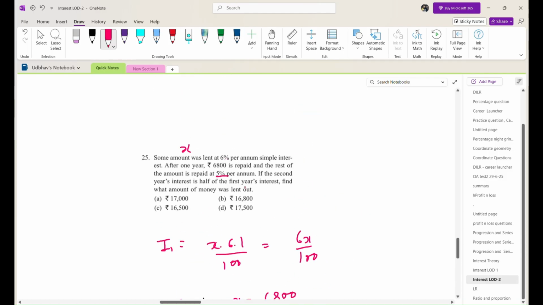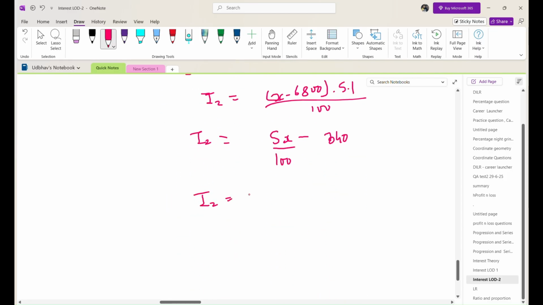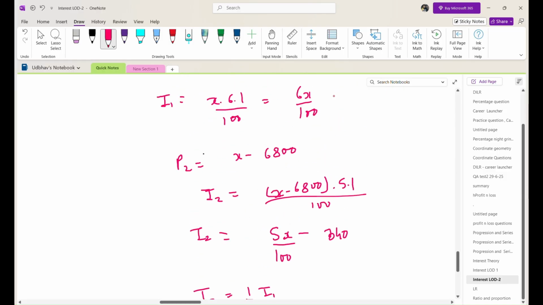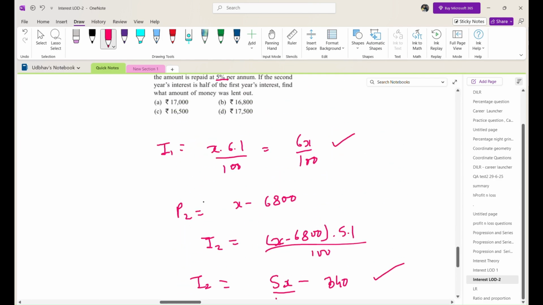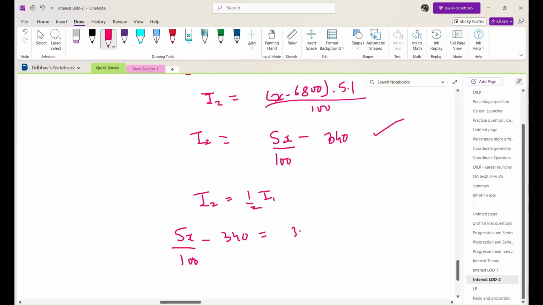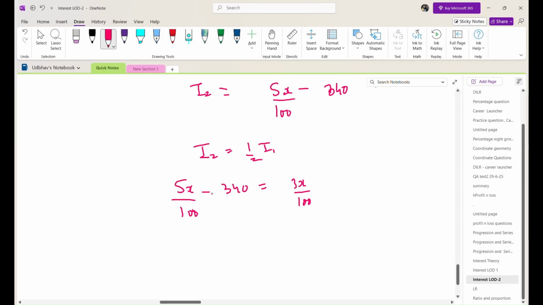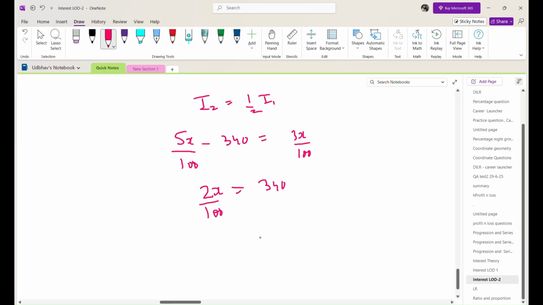This is I2. And what are we given? If the second year interest is half of the first year interest, if I2 is half of I1, then we have to find the money. I1 is this, I2 is this. We can put them in the equation and we'll get 5x upon 100 minus 340 equals half of 6x upon 100, which is nothing but 3x upon 100. So we can bring this here. It will be 2x upon 100 equals 340.